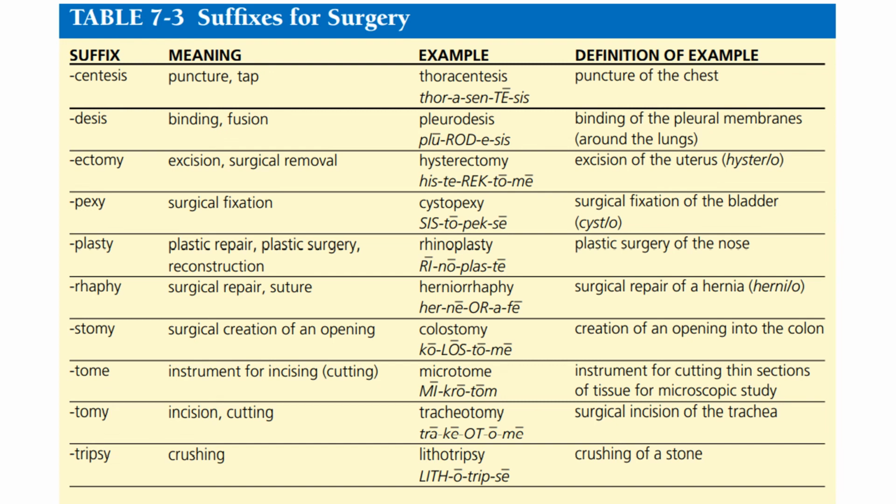Tome means instrument for incision. So microtome, instrument for cutting thin sections of tissue for microscopic study. Then we have tomy, incision or cutting. Tracheotomy, surgical incision of the trachea. Then tripsy, crushing. An example is lithotripsy, crushing of stones.